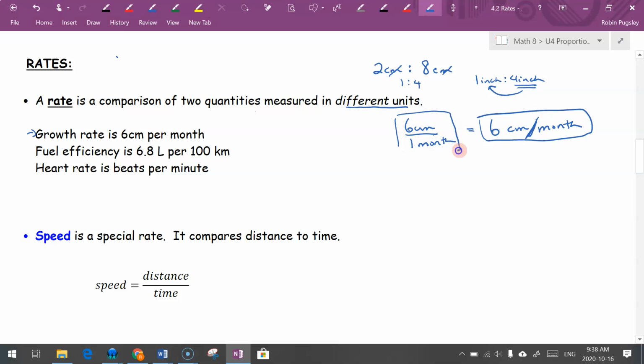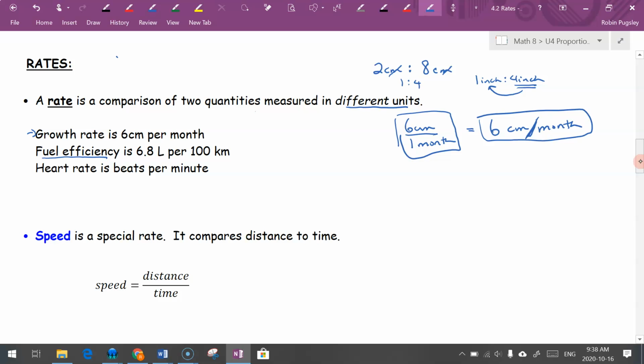Whereas a rate is different. It's not about a scale factor, an enlargement, or a reduction, right? This is about how fast something is changing as compared to something else. Fuel efficiency is another rate, 6.8 liters per 100 kilometers. Heart rate, how many beats per minute, so those are different examples.